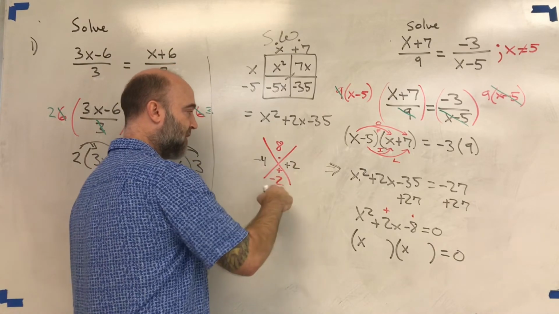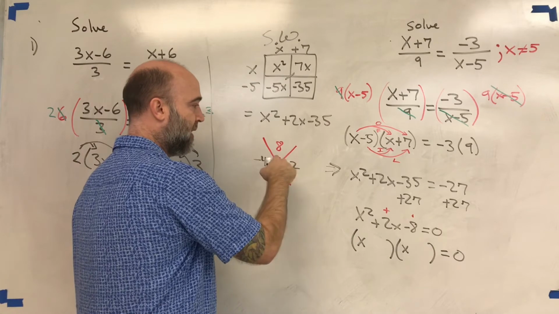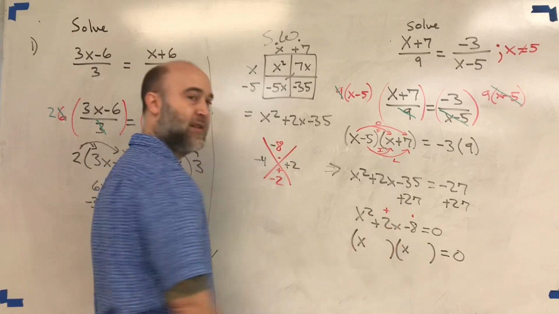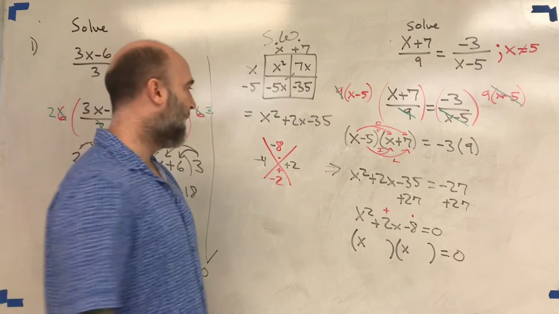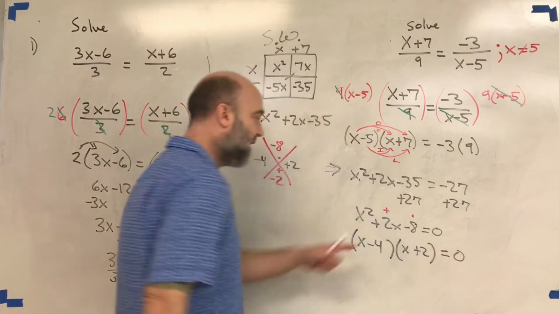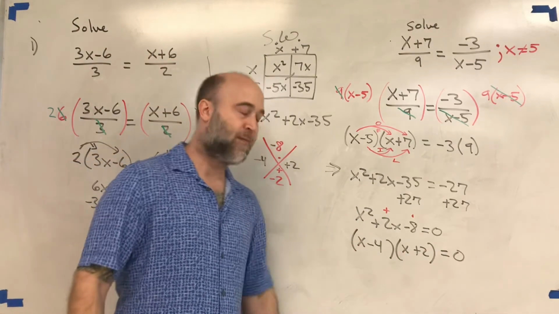So a negative 4 and a positive 2. 2 minus 4 is negative 2. Negative 4 times 2 is, that should have been a negative 8. I forgot my negative sign. It's a negative 8. So that links together. All right, so it's a minus 4 and a plus 2. It doesn't matter which of these come first or not.